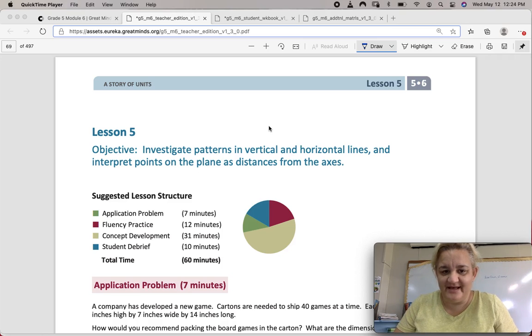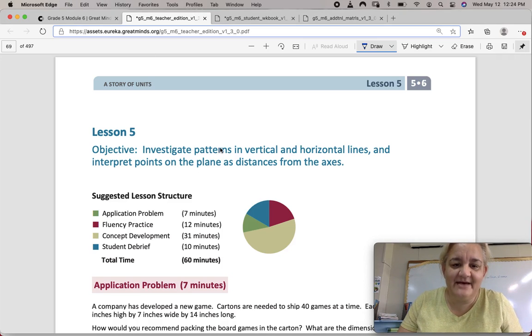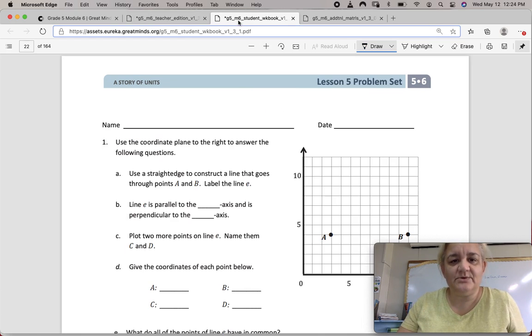We are on Lesson 5, and today we're working on investigating patterns in vertical and horizontal lines and interpreting points on the plane as distances from the axes. So we've got our x-axis and our y-axis, and we're going to talk about points along those axes, and we're going to look for patterns. So let's go to our Learn book.